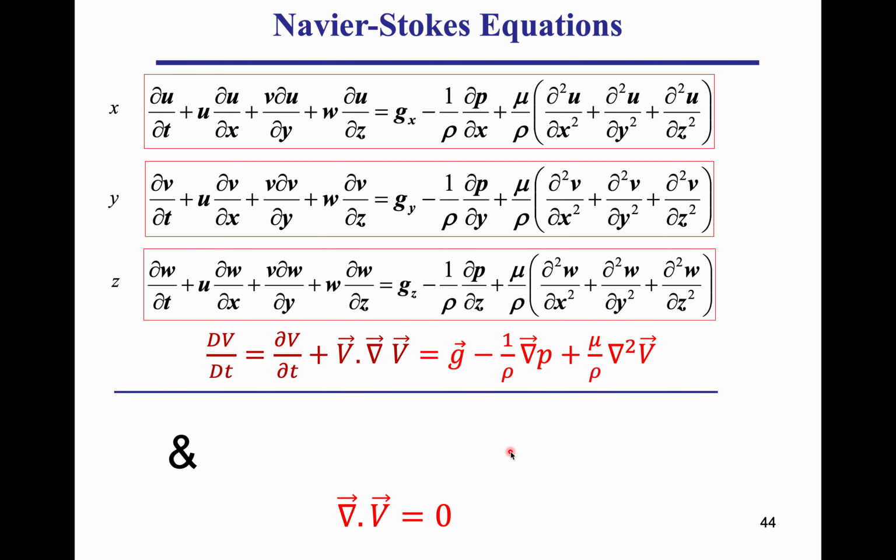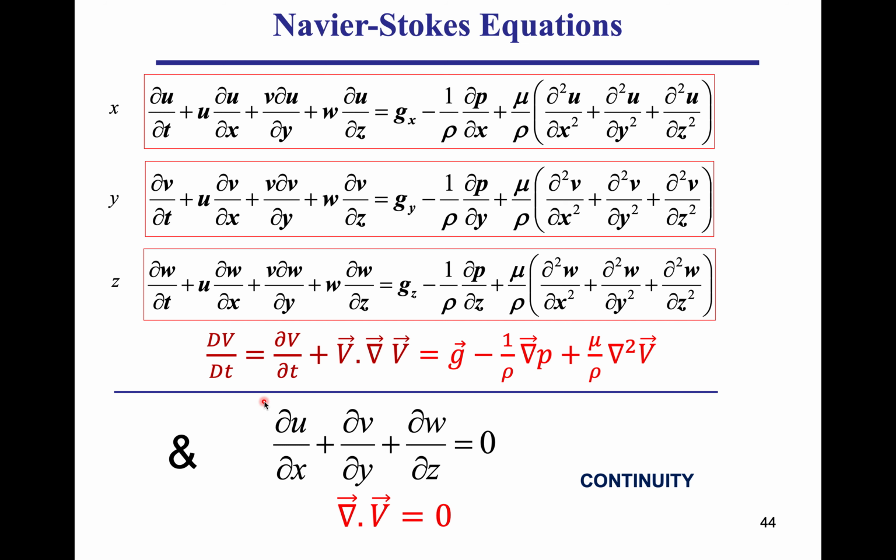Last time we derived the equations of motion for a fluid flow in differential format, which we call the Navier-Stokes equation, and these consist of the three linear momentum conservation equations, as well as continuity. And what we have done last time is we've written also the shorthand vector notation of the Navier-Stokes equation.